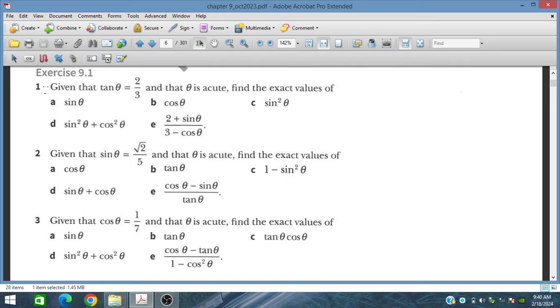So let's start with question number 1. We are given tangent theta is equal to 2 upon 3, and this theta is acute. It means that the angle theta is in the first quadrant. So we assume theta is acute. We have to find the exact values of sine theta, cos theta, and sine square theta, and similarly the other values.